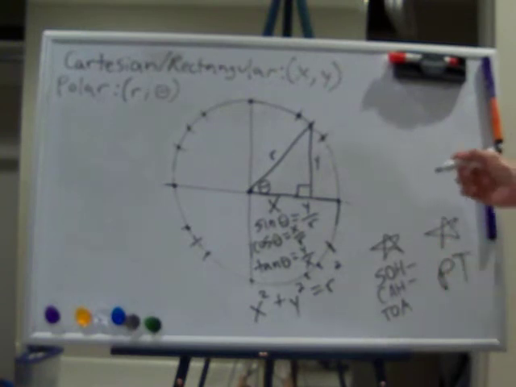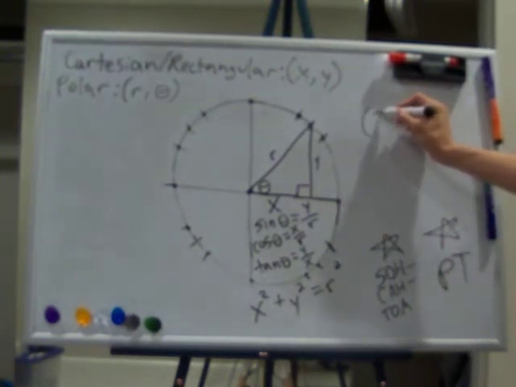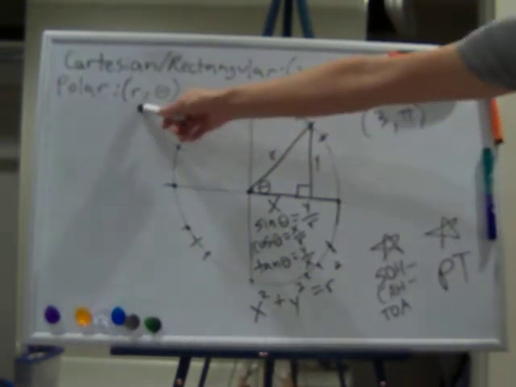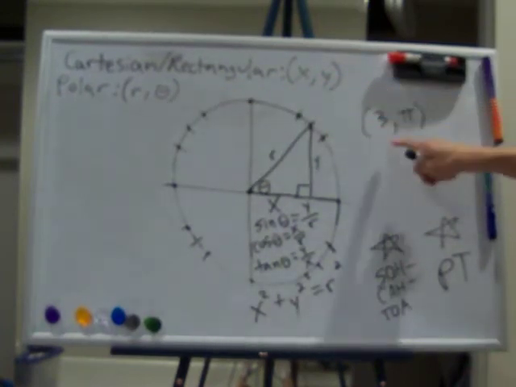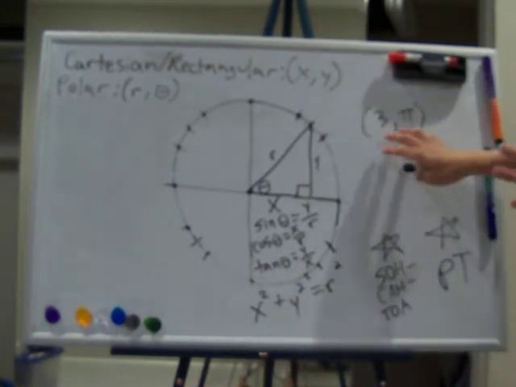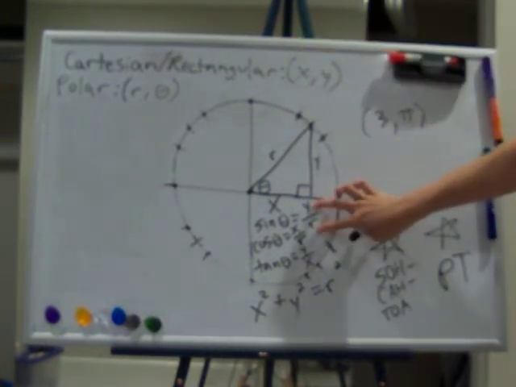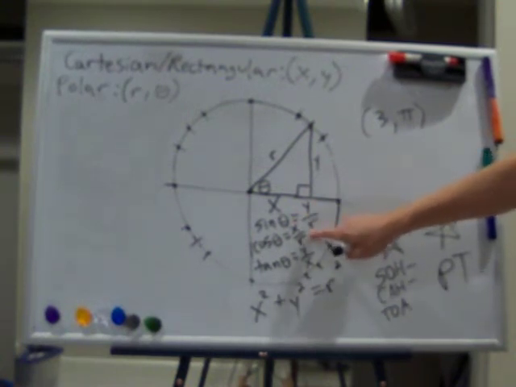So then, what if we were to do an example, if we had 3 comma pi, and I forgot to mention this is polar coordinates, r comma theta, and this is Cartesian, x comma y, right? So this is polar coordinates. So how do we convert this to Cartesian or rectangular? You're going to basically use these two equations right here, and you're going to solve for the y value here, and you're going to solve for the x value here.